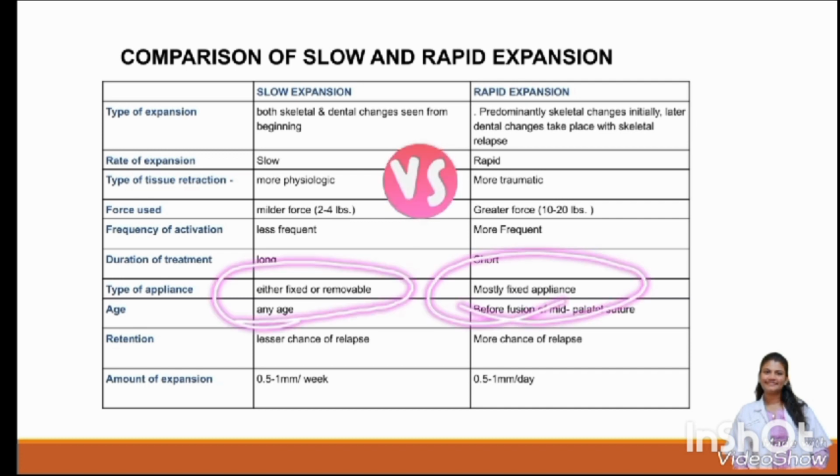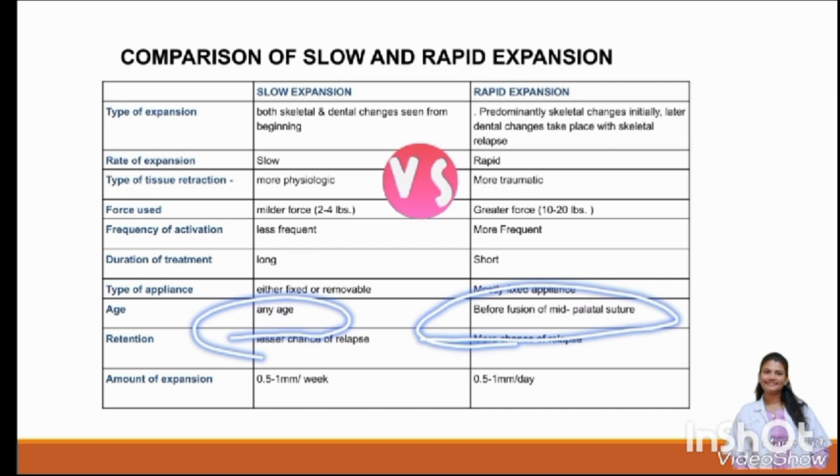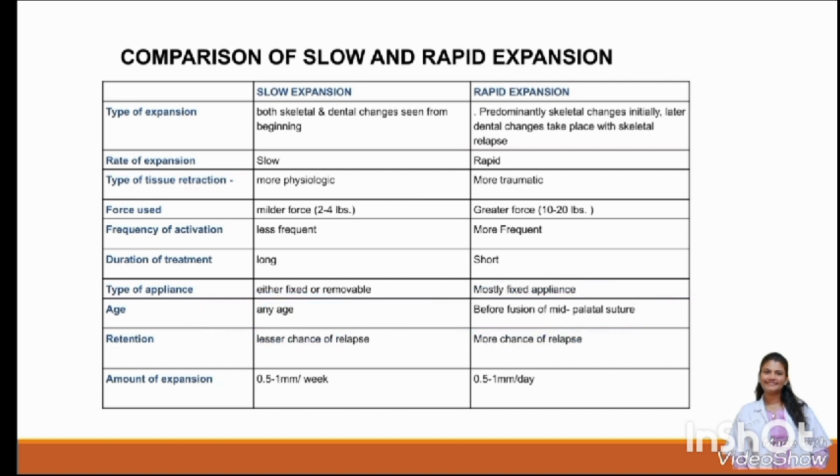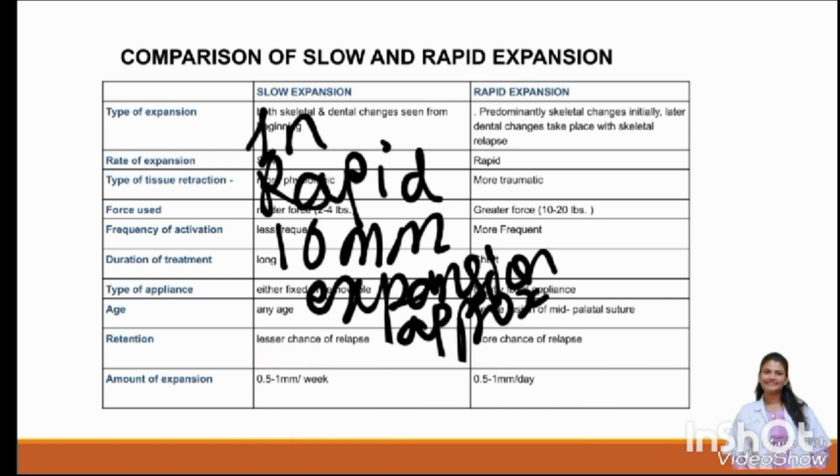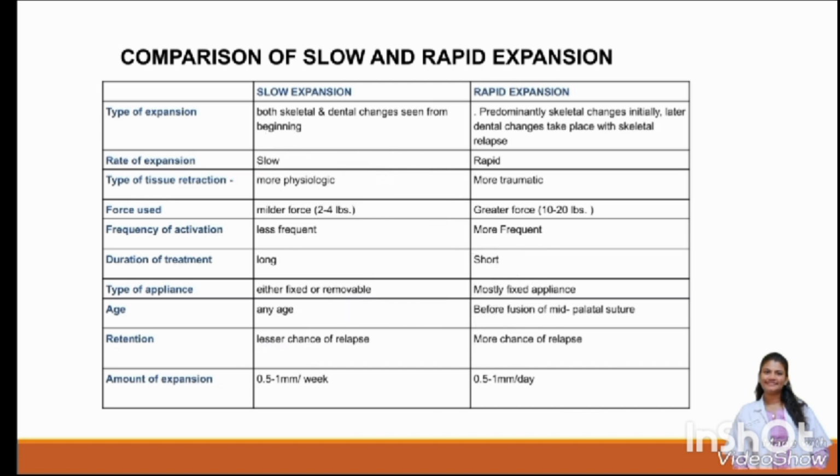Type of appliance: either fixed or removable in slow expansion. In rapid expansion, mostly fixed appliances. Age: slow expansion can occur at any age. Rapid expansion is done before the fusion of the mid-palatal suture. Retention: in slow expansion, a lesser chance of relapse is seen. In rapid, there are more chances of relapse. Amount of expansion achieved in slow is 0.5 to 1 mm per week, whereas in rapid it is 0.5 to 1 mm per day. 10 mm of expansion is achieved approximately in rapid expansion.